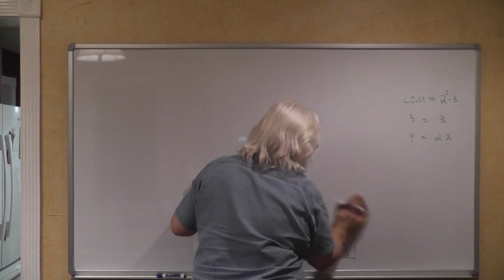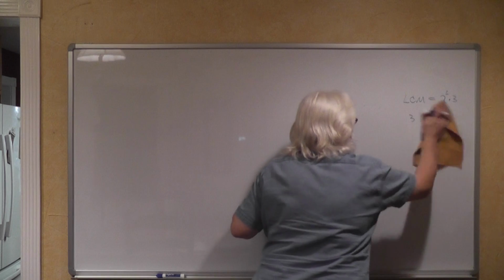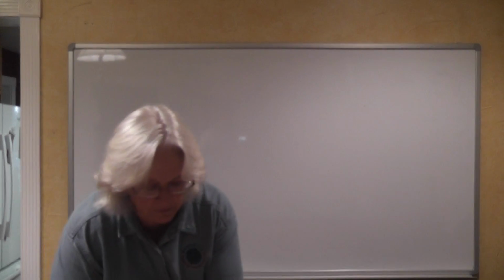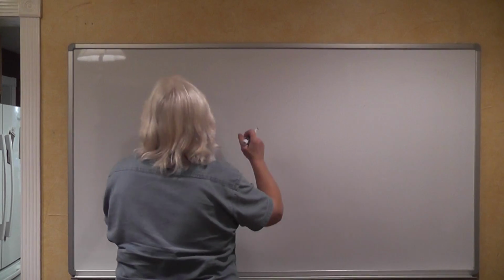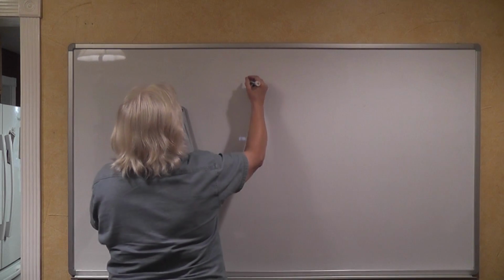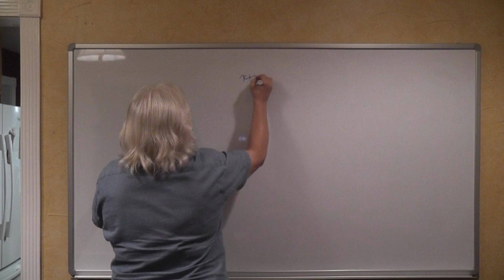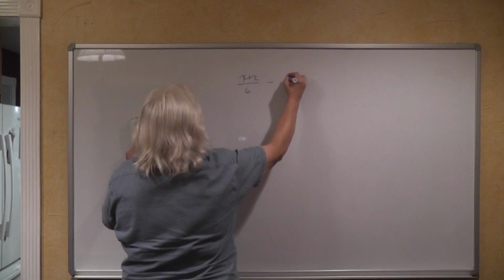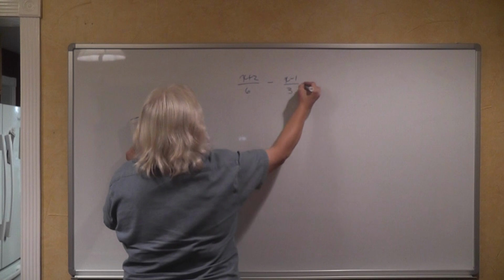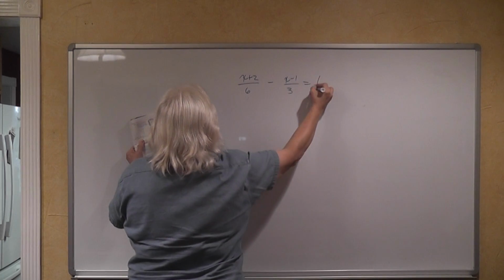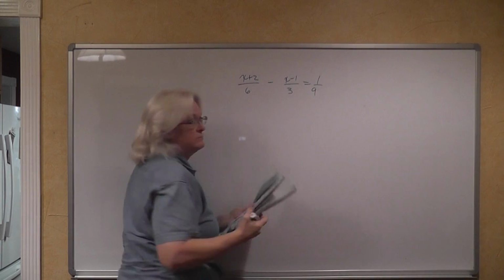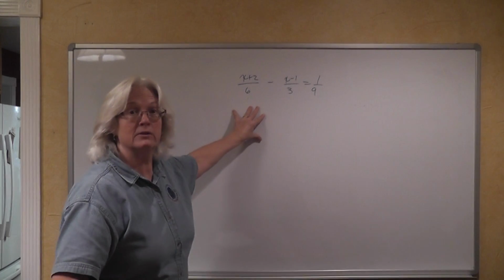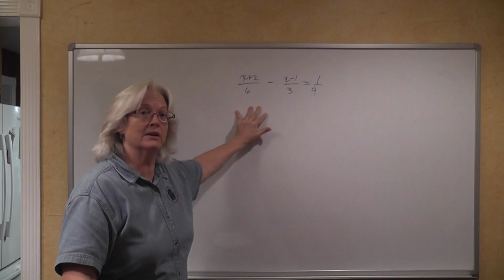This one is example 3 at the bottom part of that same page that we are working on, which is page 155. This equation now says solve (x plus 2) over 6 minus (x minus 1) over 3 is equal to 1/9. Okay? Pretty serious looking equation. Whole lot different than x plus 2 is equal to 7, isn't it?